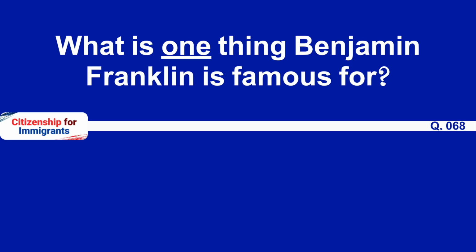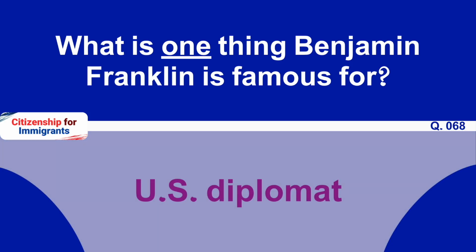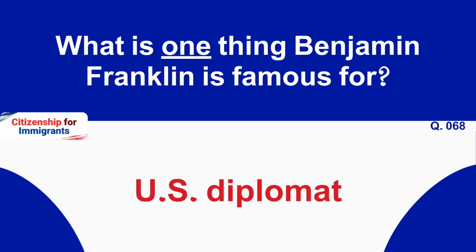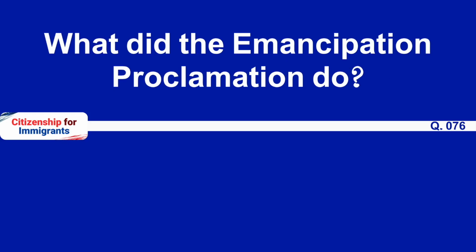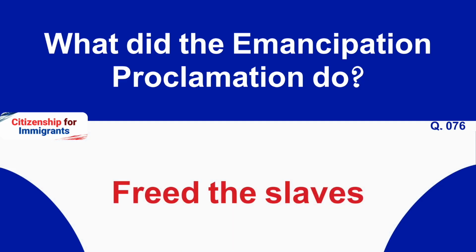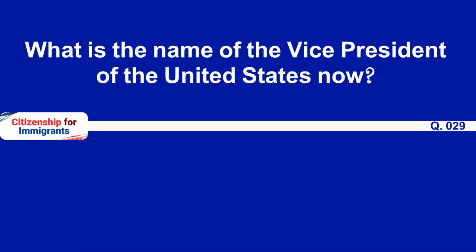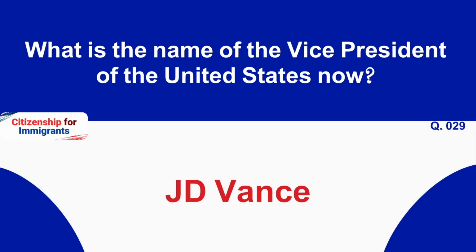What is one thing Benjamin Franklin is famous for? U.S. diplomat. What did the Emancipation Proclamation do? Freed the slaves. What is the name of the Vice President of the United States now? J.D. Vance.